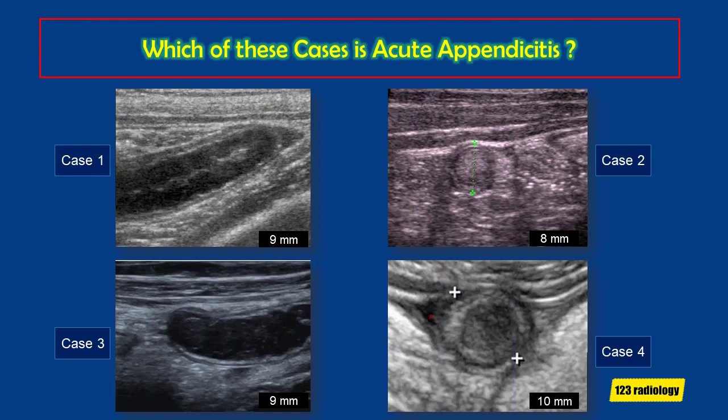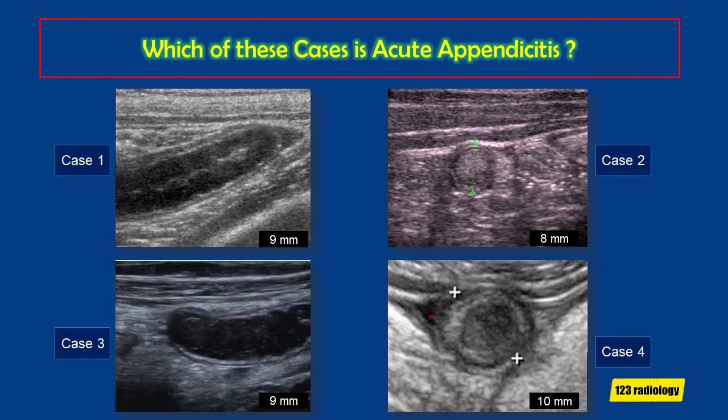These are cases of suspected acute appendicitis. On the image on the upper right side of the screen, here is the appendix measuring about 9 millimeters in diameter. It has a very thick hypoechoic wall. On the image on the upper left side of the screen, the appendix is distended, measuring about 8 millimeters in diameter. It has normal wall thickness and shows echogenic material within its lumen.